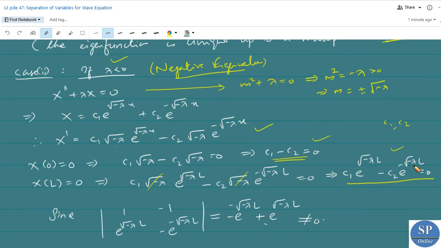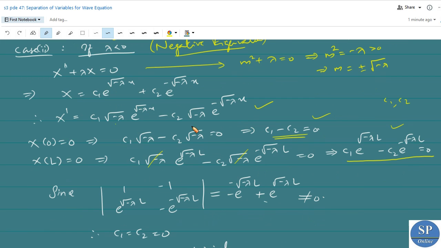So to find the values of c1 and c2, we can find the corresponding determinant. It will be 1, minus 1, and here e to the power square root of minus lambda into L, and the last component is minus e to the power minus square root of minus lambda into L. So the determinant of this is nothing but e to the power minus square root of minus lambda into L, minus minus, that is plus e to the power square root of minus lambda into L, which is not equal to 0. So we have the solution of these two systems.